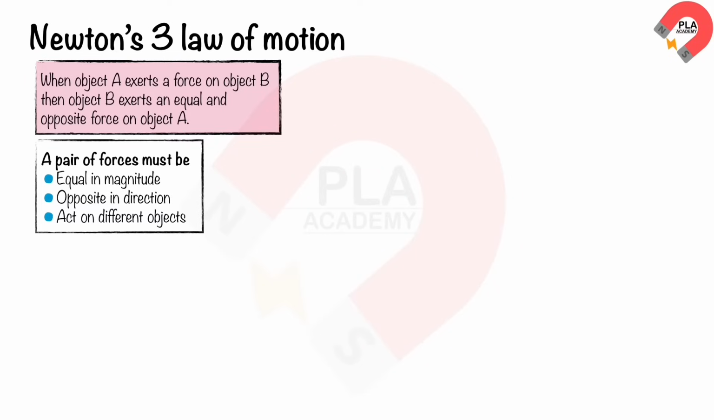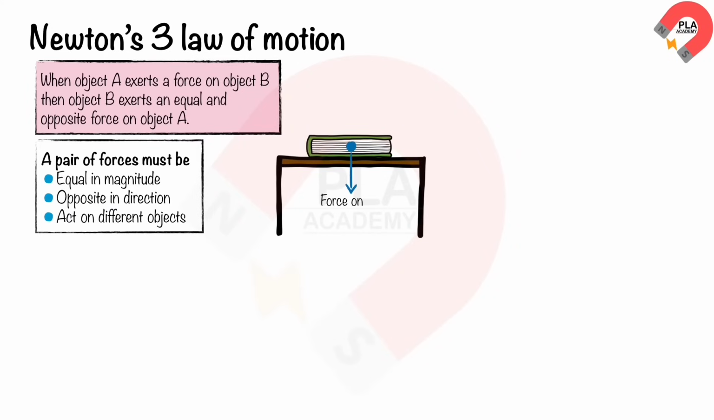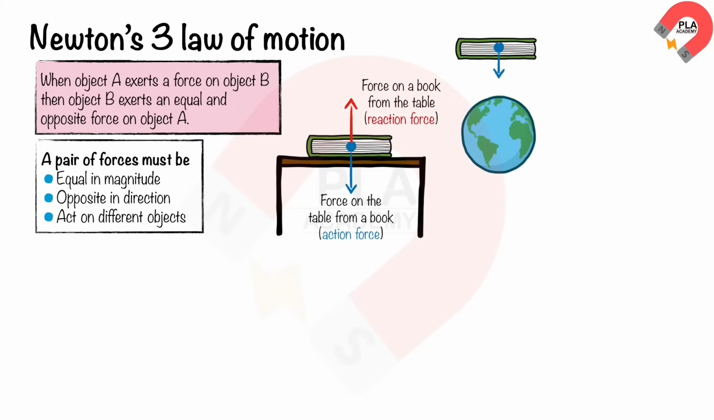For example, a book lying on a table exerts a downward force on the table. This is the action force. The table also exerts an equal and opposite force on the book in the upward direction. This is the reaction force. The Earth exerts a downward force on the book.